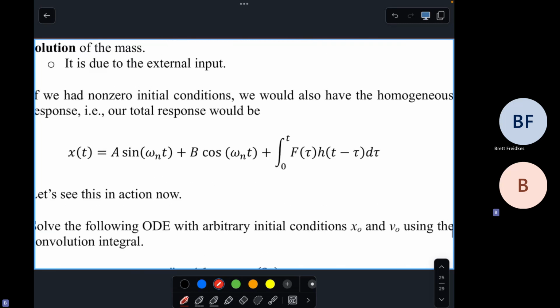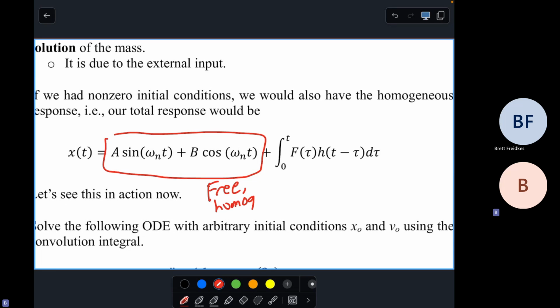So same type of deal. You have the free vibration. In this problem, there is no damping, so it just ends up being the sum of A sine and B cosine. That's the free vibration response. This is free and homogeneous, while this thing is the particular, or the forced.